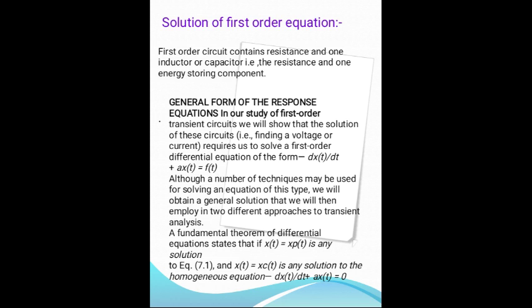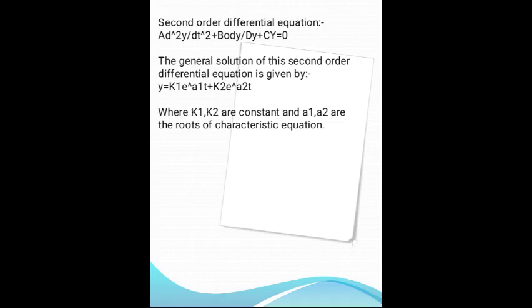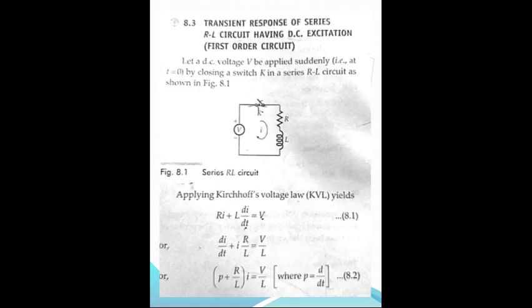But if the equation is in such a manner that dx upon dt plus a x(t) is equal to f(t), where f(t) is a function, then this equation is a non-homogeneous equation and the solution of a non-homogeneous equation consists of two parts, yn plus yp. So the solution is given as y is equal to yp plus k e to the power minus at for t greater than 0. Similarly, in second order differential equation also.